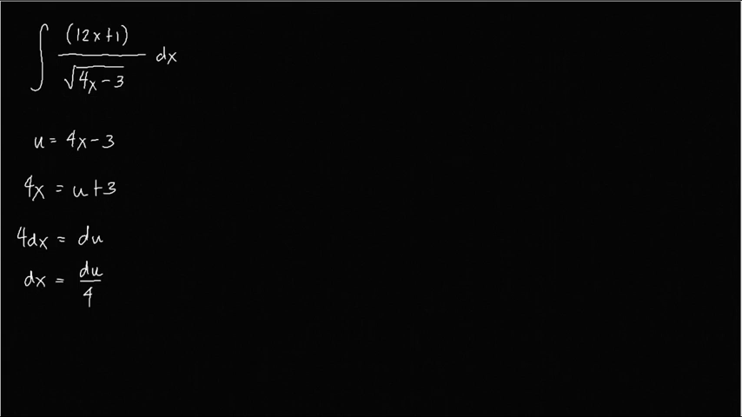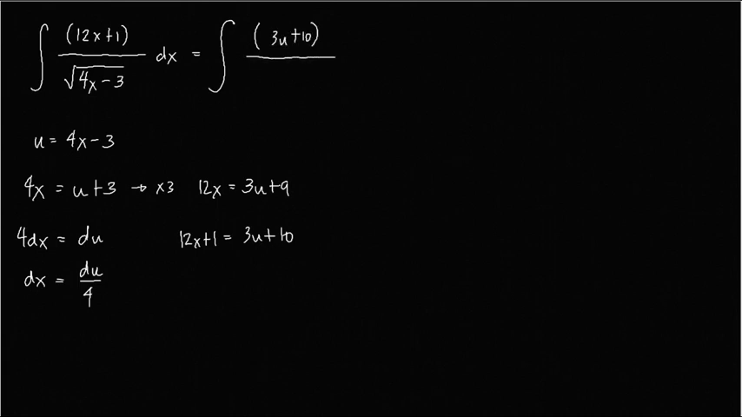And take note, we have 12x here. So if we multiply this by 3, we have what? 12x is equal to 3u plus 9. And if you add 1 to both sides, we get 12x plus 1, which is 3u plus 9 plus 1. So this is equal to 3u plus 10. So substituting, we have 12x plus 1, which is 3u plus 10, divided by square root of 4x minus 3, which is u raised to 1 half that we will put. And then dx is equal to du over 4.